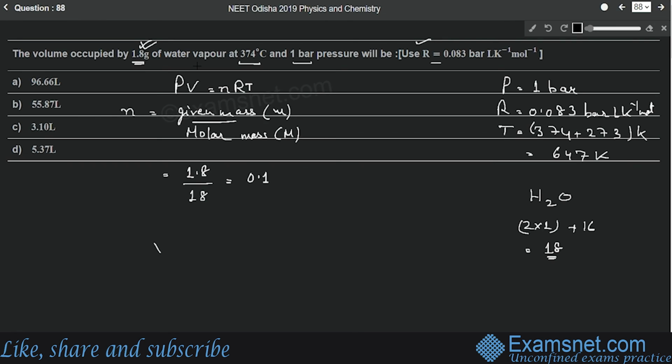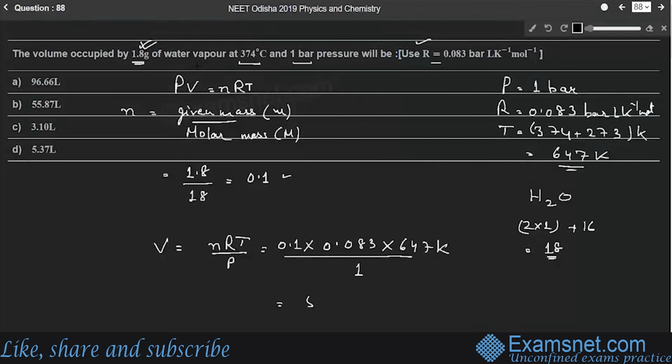Now we can find out the volume, that is equal to nRT divided by P. Number of moles we have already calculated, it is 0.1. The value of R is already given in the question, it is 0.083. And temperature is also given, it is 647 Kelvin divided by P. So P is 1 bar. Now on solving this, we'll get 5.37 liter. Okay. So the correct option will be option number D.